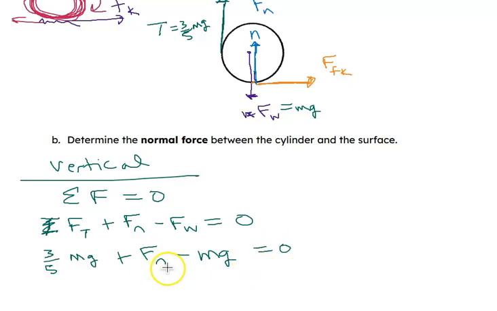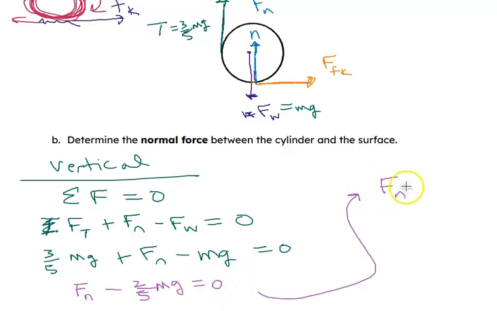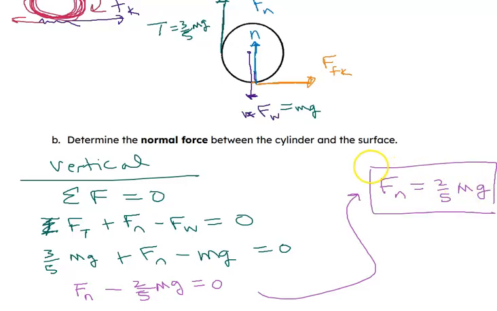And so 3/5 mg minus mg is 2/5 mg. So the normal force is 2/5 mg. And in part, I think they're trying to give people something doable, a doable part of the problem.